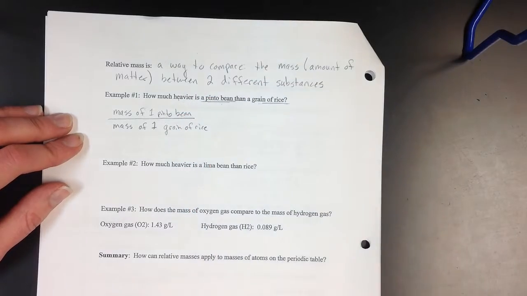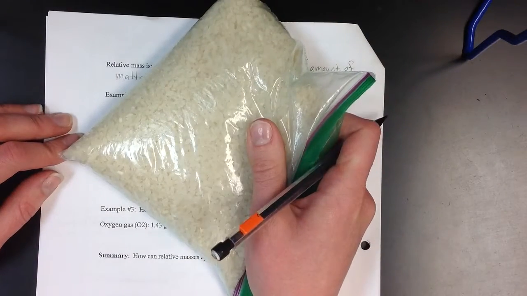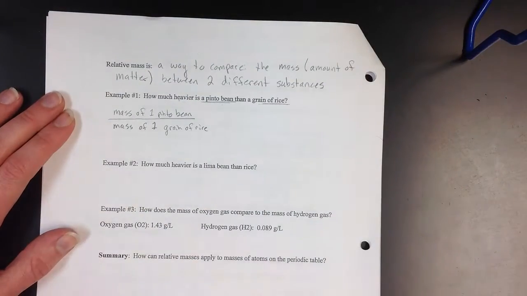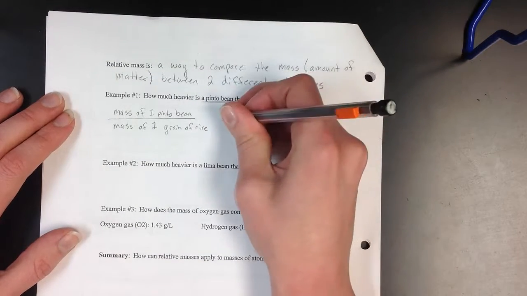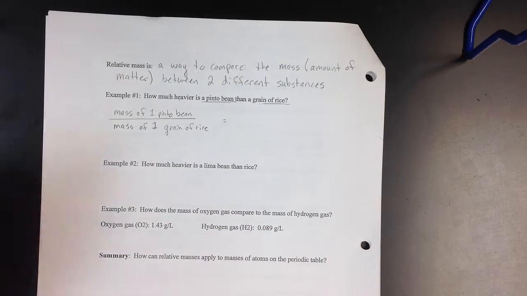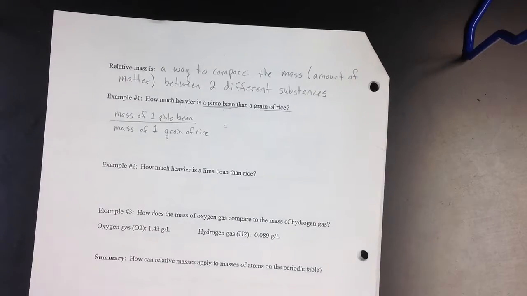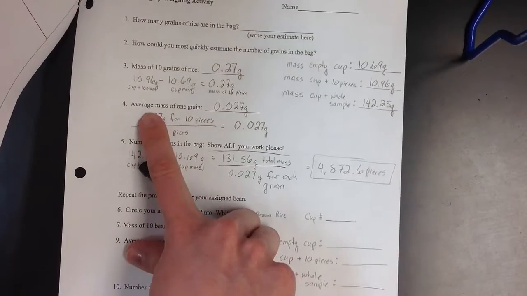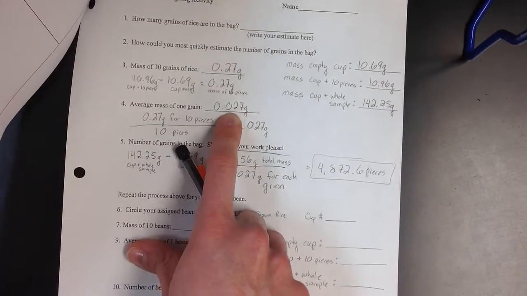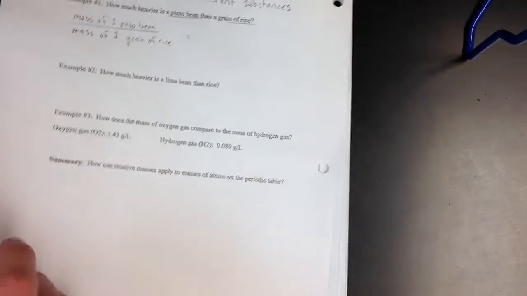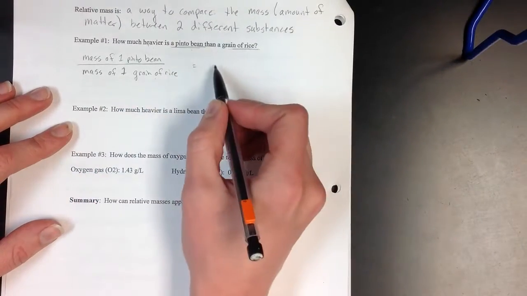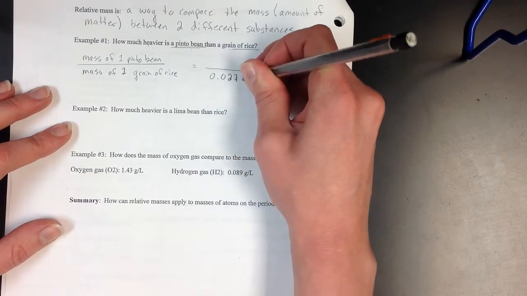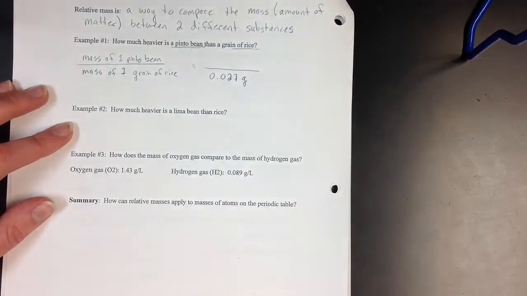And in this case, I'm going to use the white rice that we had used earlier as a class, not the brown rice that some of you had in your cups. So the mass of one pinto bean to the mass of one grain of rice. These are the averages. So if we look back to the white rice that we had, an average mass of 1 grain of white rice was 0.027. That's the number I'm going to use for my mass of 1 grain of rice. I'm using the average mass, 0.027 grams for my rice.